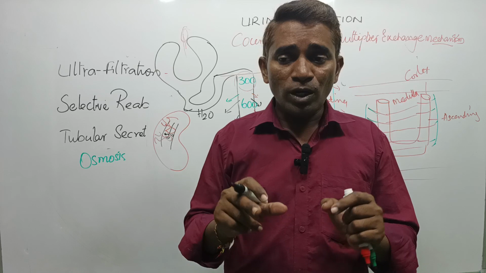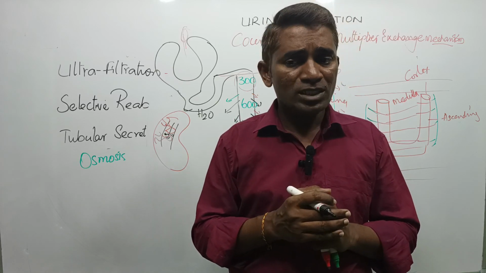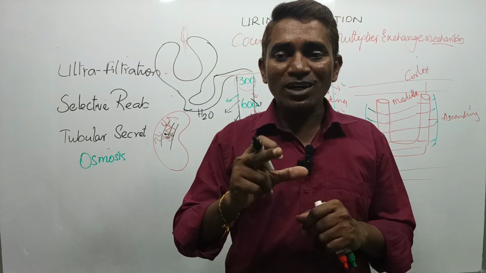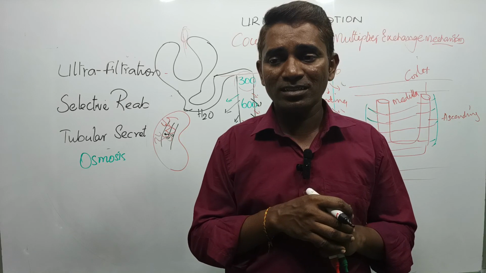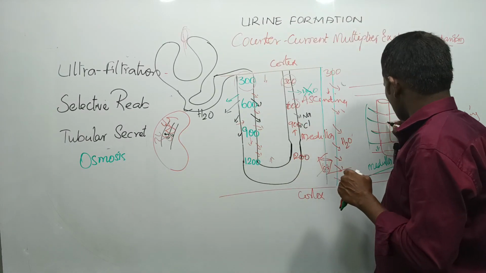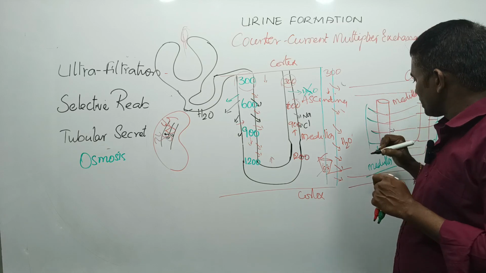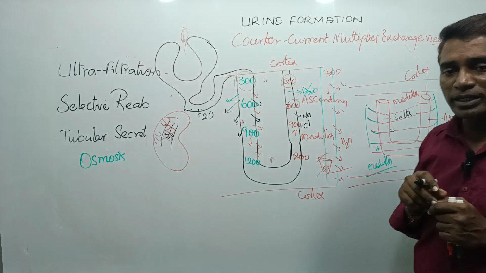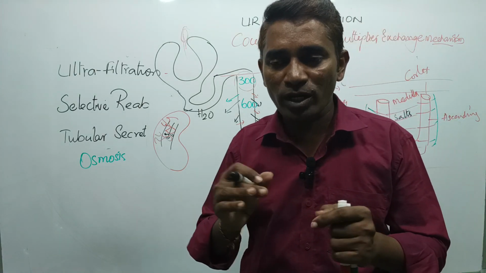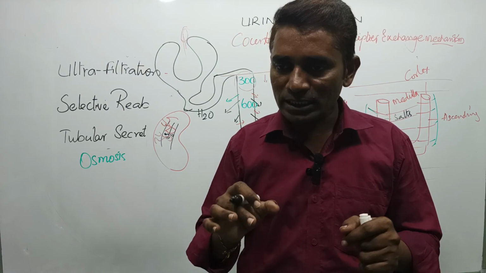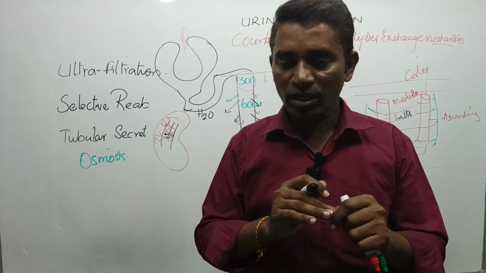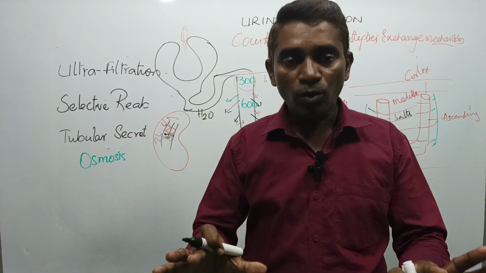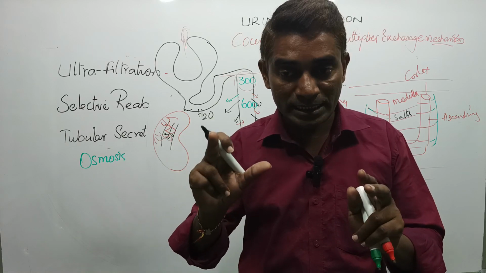So the descending loop loses water, similar to the descending limb of the nephron. It loses water, but salts are gained into the interstitium. Salts will be reabsorbed into the interstitium region itself, not water. Water is reabsorbed into the interstitium in the collecting duct area. But in the vasa recta region, water is not reabsorbed at all. Only salts are gained in the interstitial region.